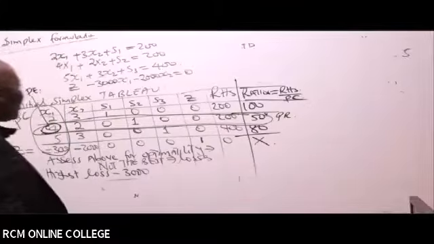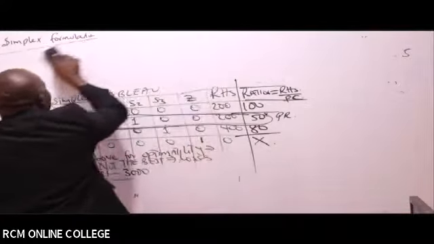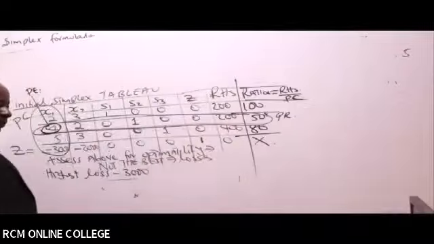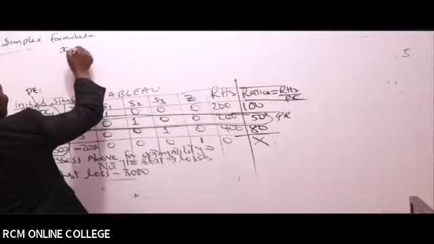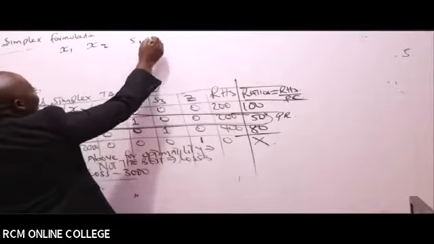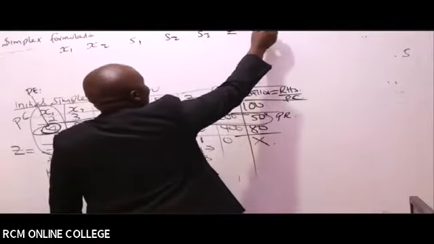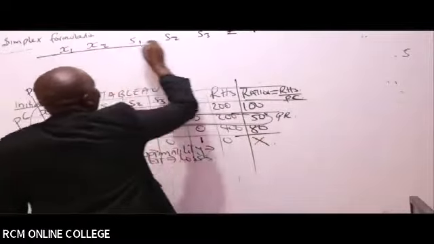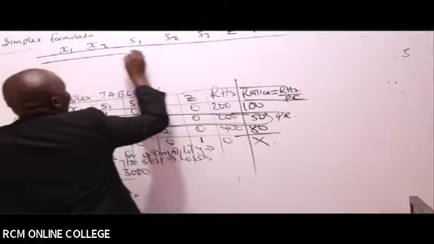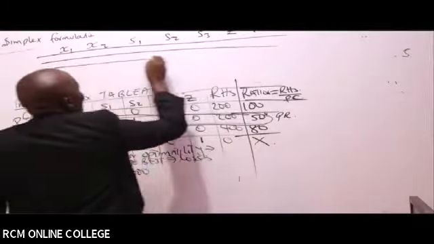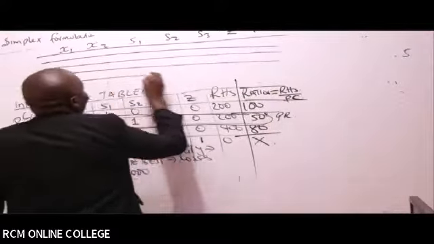Once you've identified the pivot element, you are in a very good position to do the next table. So go ahead and do the next table for us. We have x1, x2, s1, s2, s3, z, and the right-hand side. So we have 4 rows: 1, 2, 3, 4.